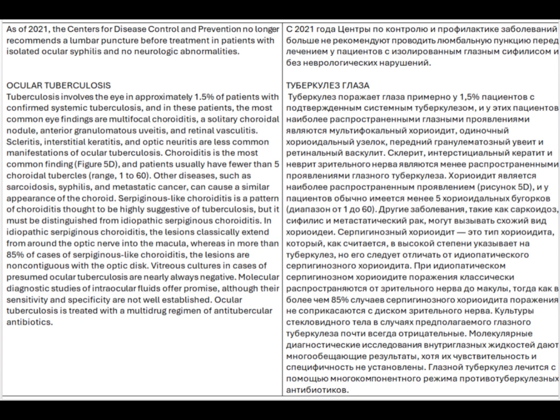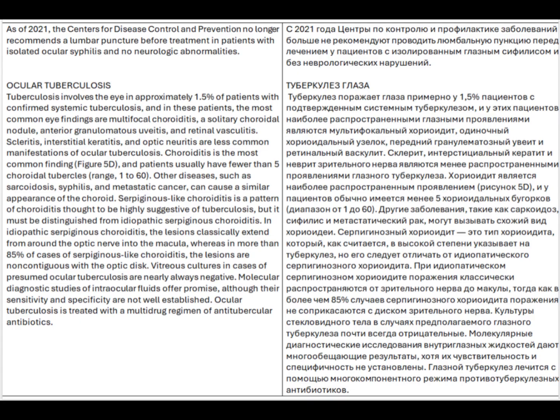Ocular tuberculosis. Tuberculosis involves the eye in approximately 1.5% of patients with confirmed systemic tuberculosis, and in these patients, the most common eye findings are multifocal choroiditis, a solitary choroidal nodule, anterior granulomatous uveitis, and retinal vasculitis. Scleritis, interstitial keratitis, and optic neuritis are less common manifestations of ocular tuberculosis.